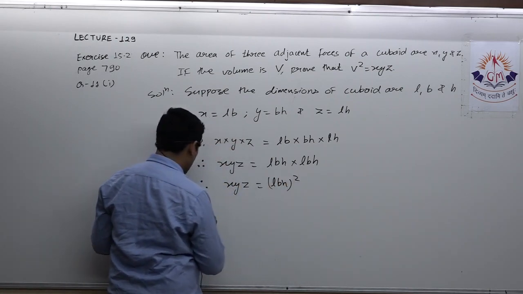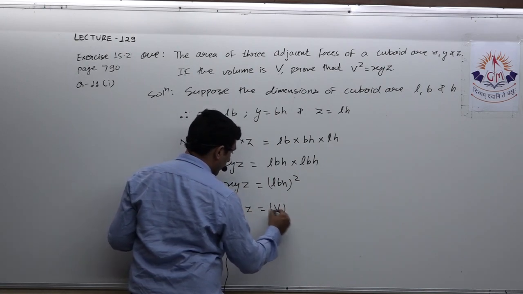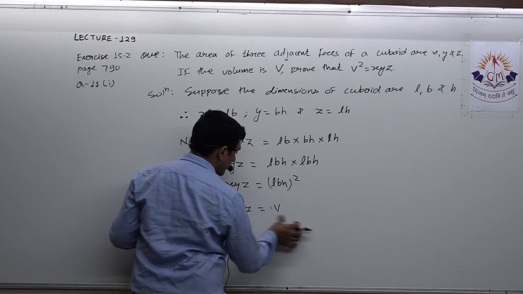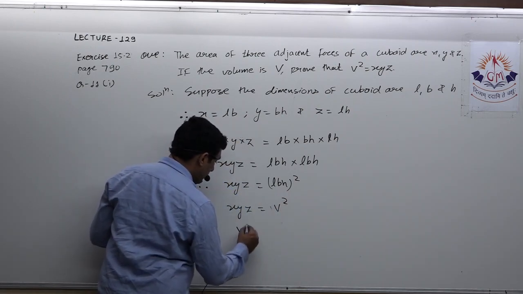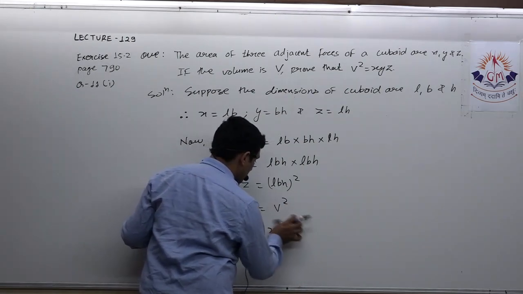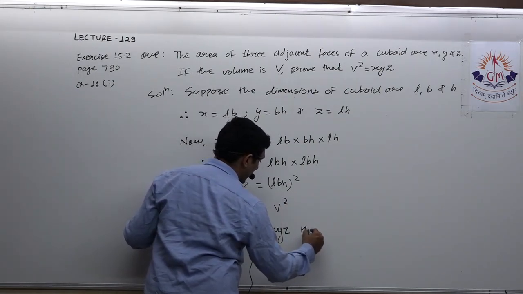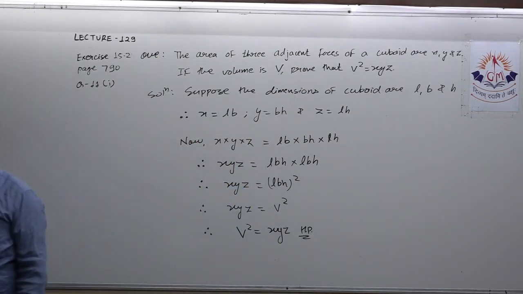And we know for a cuboid, the product of all three dimensions is equal to its volume. That is, LBH is equal to V. So (LBH) square is V square. And finally, we write the last expression in the way which is given in the question. So V square is equal to XYZ. Hence proved. Please note it down. Then we'll see the next question.